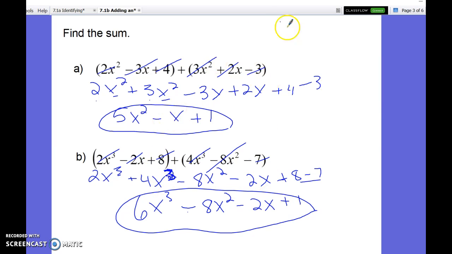Keep in mind that when you are combining, so adding and subtracting polynomials, you have to write your final answer in standard form. Right, so you want your highest exponent down to your lowest. Highest exponent down to your lowest exponent.